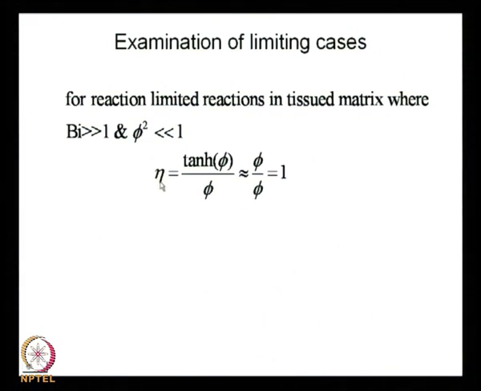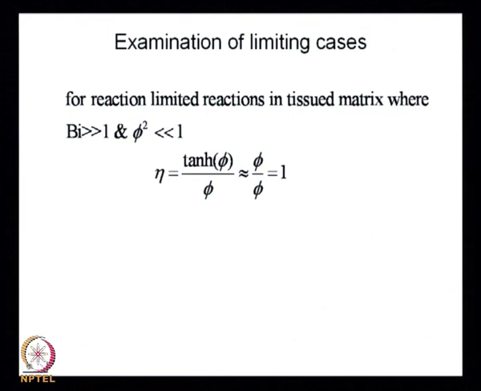So, eta is tan hyperbolic phi over phi. Now, if phi square is smaller than 1, then phi is even smaller than 1, and tan hyperbolic phi goes to phi, fine. So, then you have eta of 1, okay. So, eta of 1, what does it mean? It means that since there are no mass transfer limitations or hardly any mass transfer limitations, both internal and external, the concentration inside the matrix is more or less close to the surface concentration. Is that what it means, right? So, which means that the reaction is more or less taking place at the close to the surface concentration, fine.